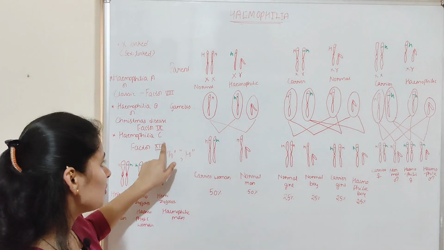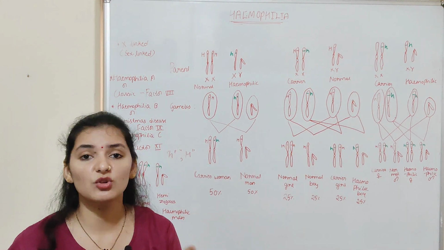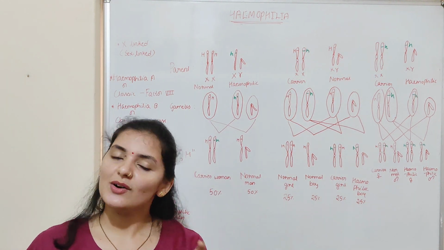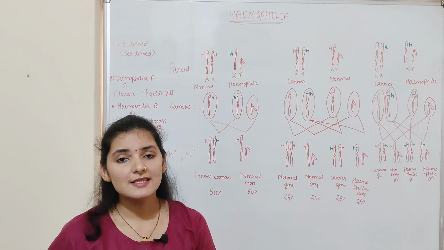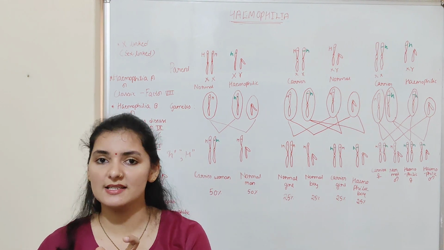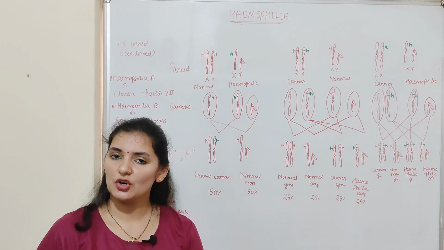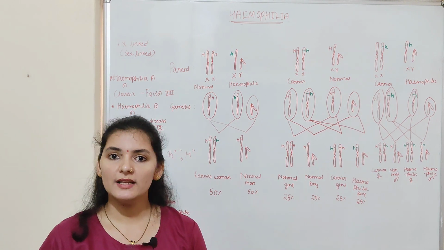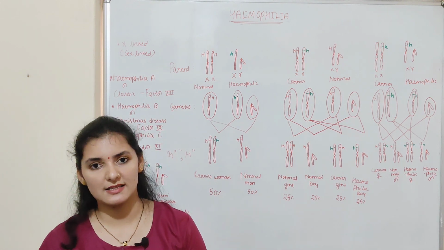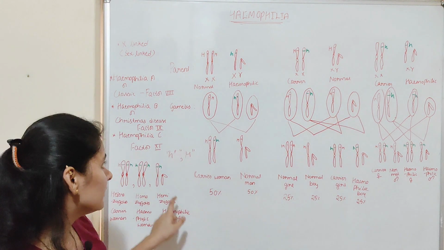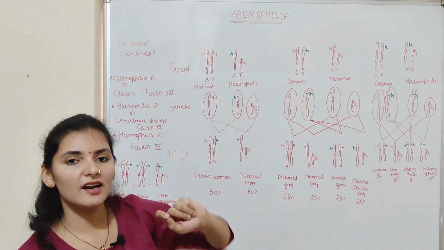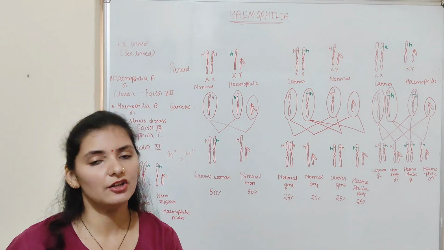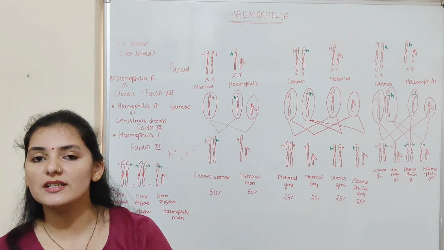This abnormal gene, small h, is present on the X chromosome. That is why hemophilia is called a sex-linked disease or X-linked disease. Usually, the term sex-linked is used to represent X-linked diseases, because Y-linked diseases are normally named Y-linked diseases only. It is called X-linked because the gene responsible for hemophilia is present on the X chromosome, so it is a sex-linked or X-linked recessive disease.